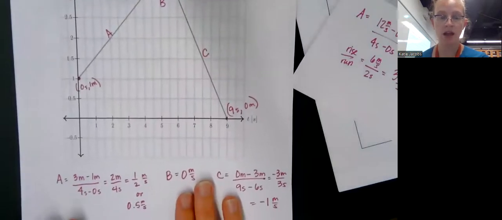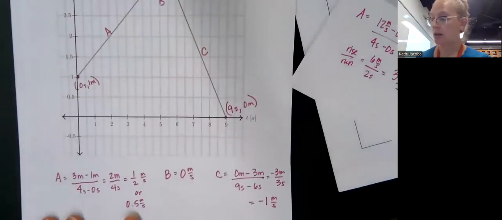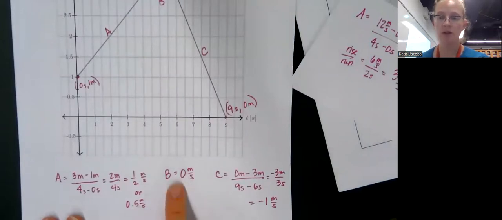For segment A, I got +1/2 meter per second as my slope. For B, the slope is 0, it's a flat line. For C, the slope was -1 meter per second.